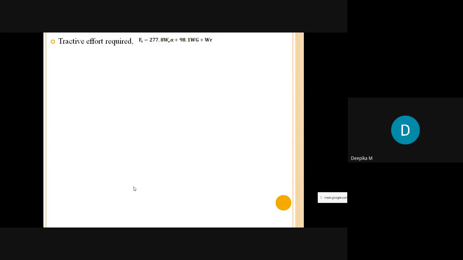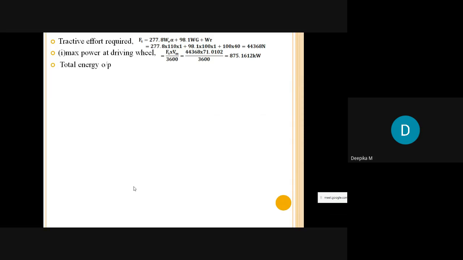Next, tractive effort we need to calculate, which is nothing but this formula. So substitute, we'll get the value 44,368 Newton. And the maximum power at the driving axles we have to calculate. So what is the formula, which is nothing but Ft into Vm divided by 3600. Substitute, we'll get the value as 875.1612 kilowatt.